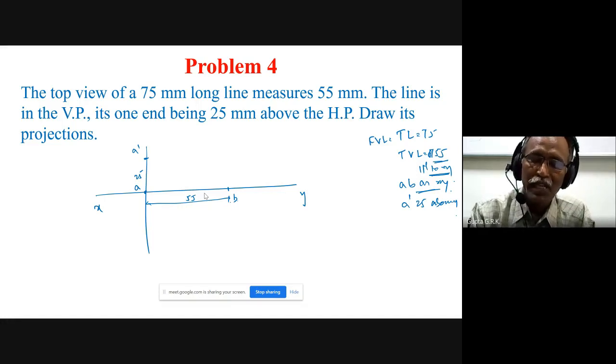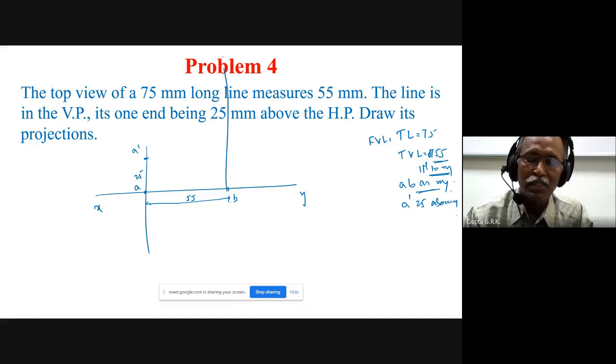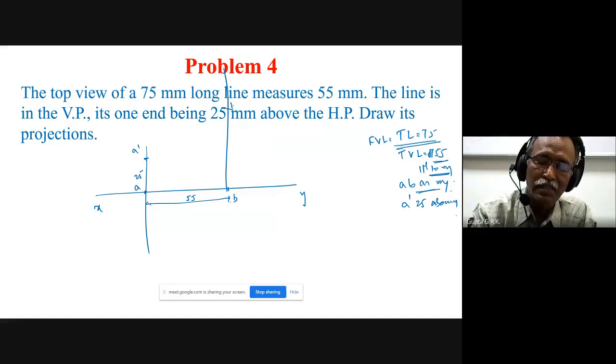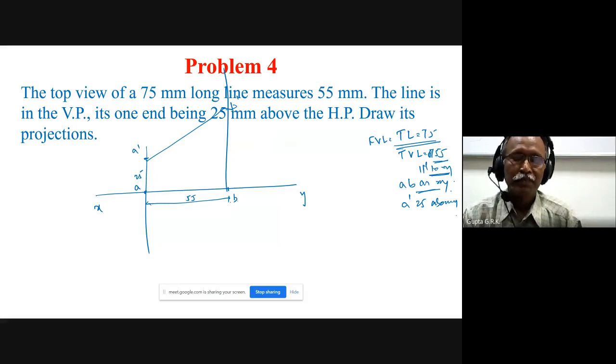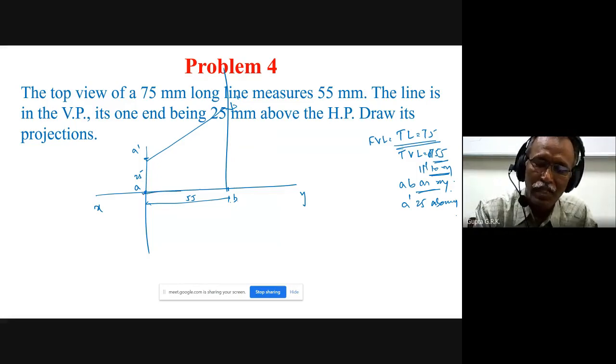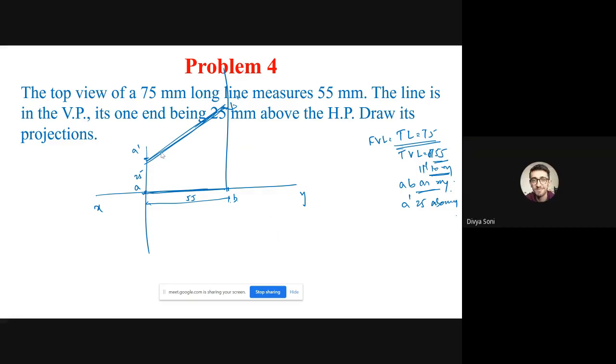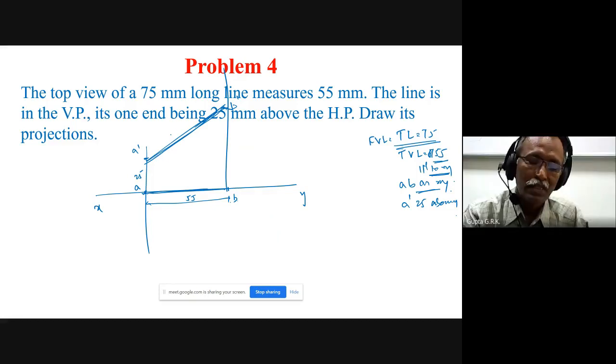Okay, where should be B dash? B dash should be on the projector. And what is the length of front view? 75. So take 75 and cut it. So you will get B dash. Finish. You have to darken AB and A dash B dash. Is it okay? Yes, sir. And this is 75. Like this.